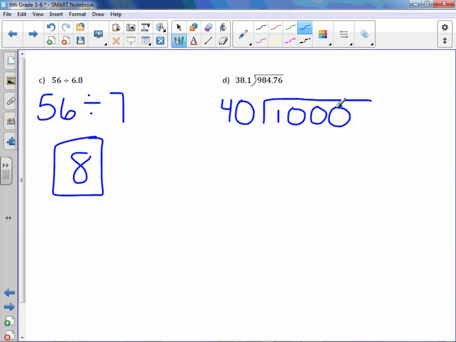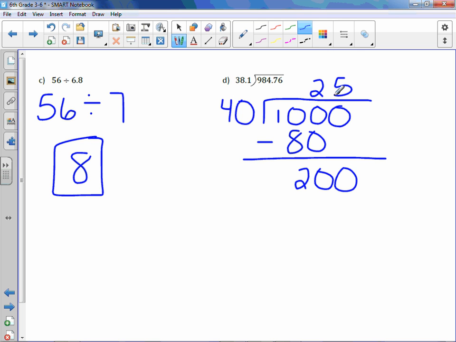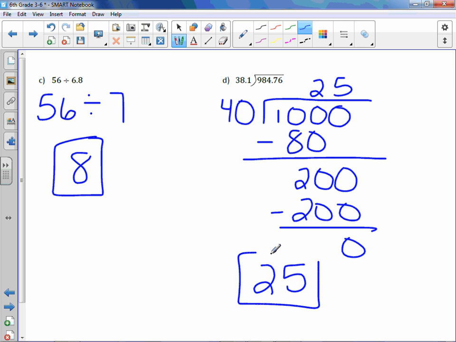So let's do the division. 40 into 100 would be twice. Minus 80 is 20. Bring down the 0. 40 into 200 is 5 times. Minus 200 is 0. So our quotient is 25.